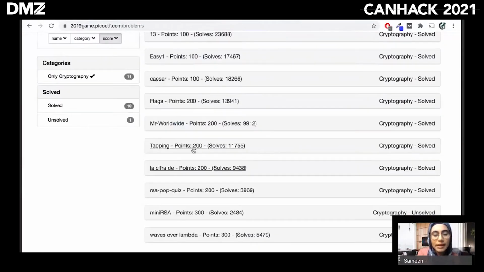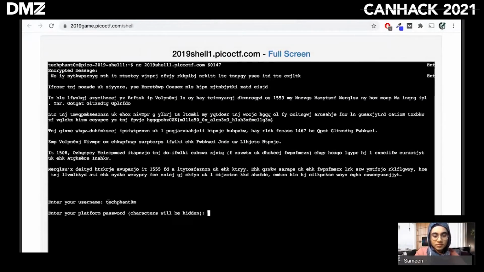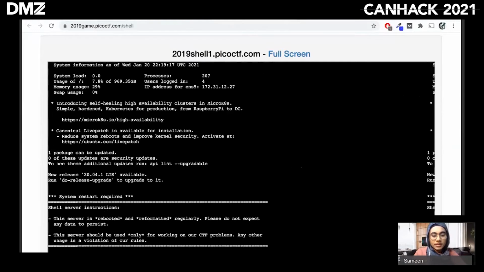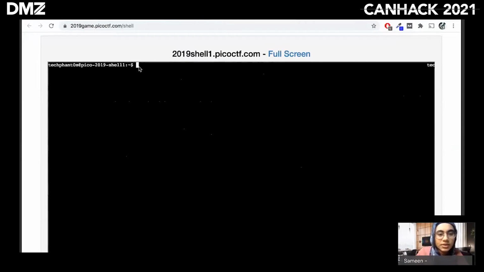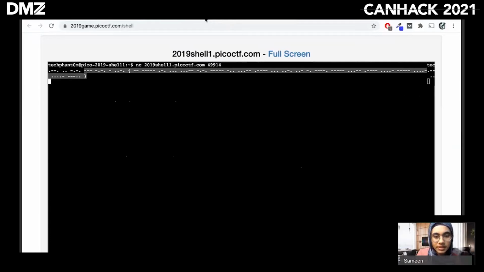Let's connect to the shell. Let's clear that to make it easier to read, and let's connect to this port using Netcat. Okay, so does anybody have an idea of what this is? Let's look at the hints.